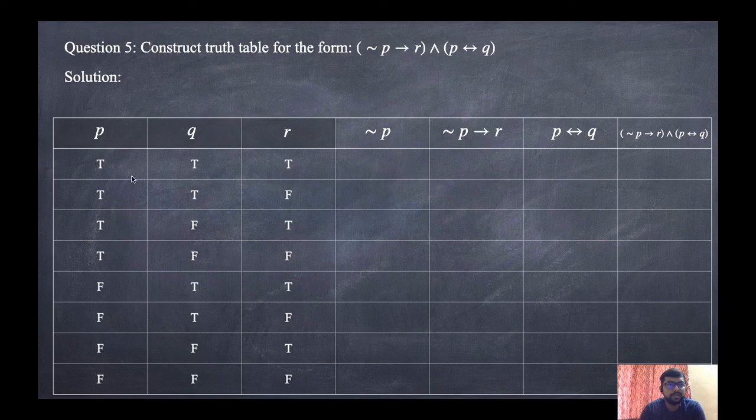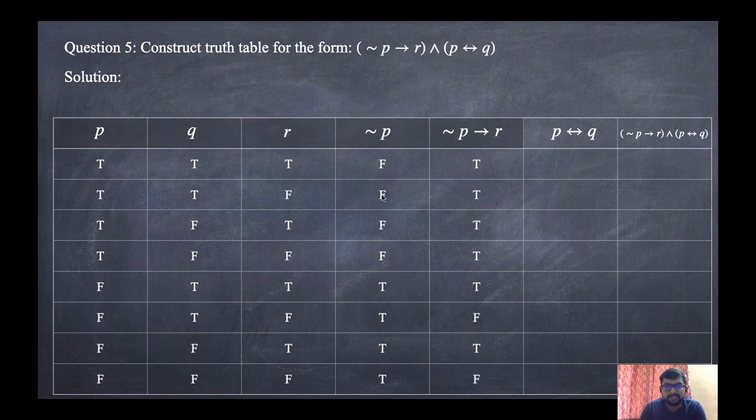Now for not P, negation of this column. So 4T, 4F. So what will be the negation? 4F, 4T, like this. Now not P implies R. So that means this both. Now the conclusion part is this. What will be not P implies R? Here, both are different. So consider this. So it will be true.